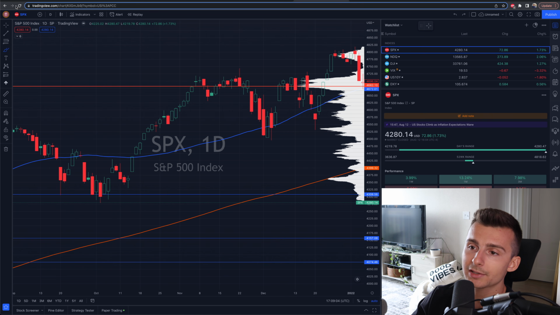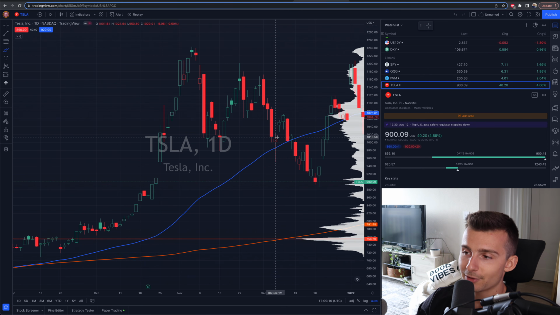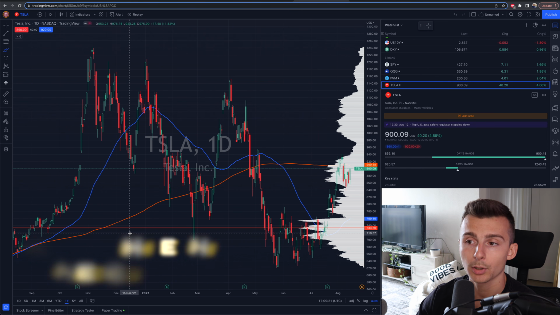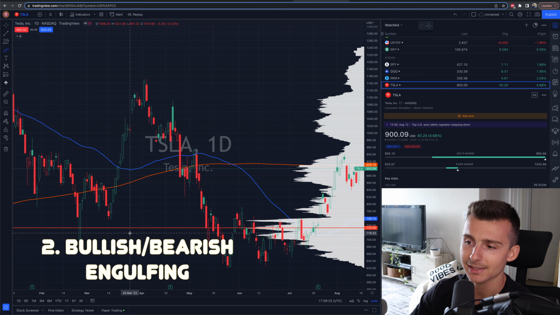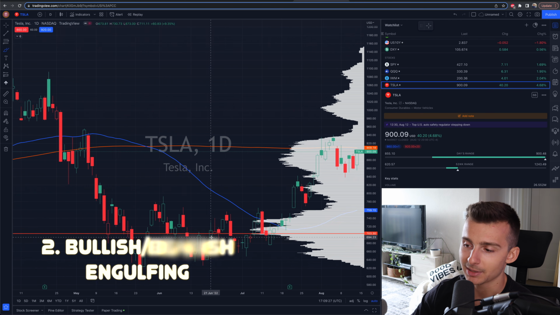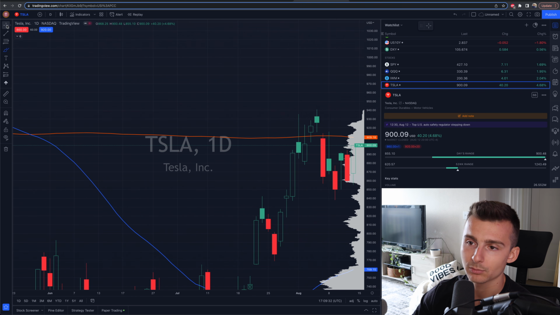Now, number 2, let's go over to Tesla stock, and we're going to pull up the second reversal pattern that you need to know, and that's going to be your bullish or bearish engulfing pattern. So what the heck does that mean? It sounds pretty intense. It doesn't have to be, guys. It's actually quite straightforward. So a bullish engulfing is what we're going to look at first.